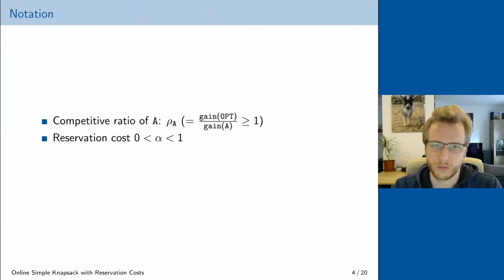So let's introduce some notation. I've already informally told you what the competitive ratio of an algorithm is. It's rho of A, and we will call this in our paper gain of opt divided by gain of A.